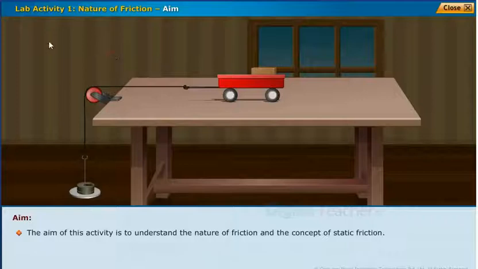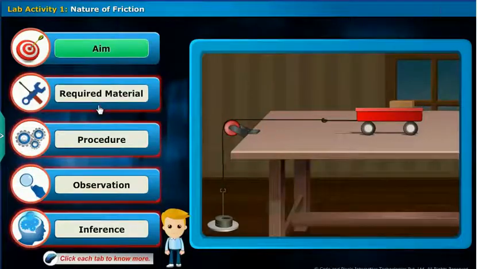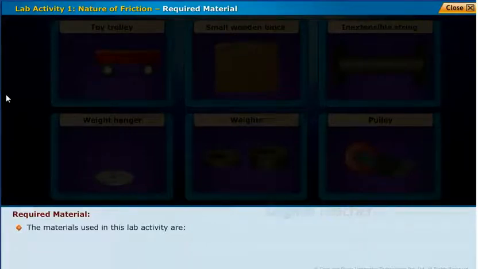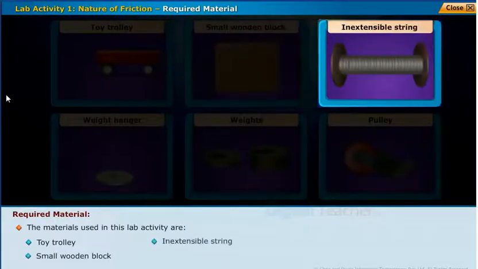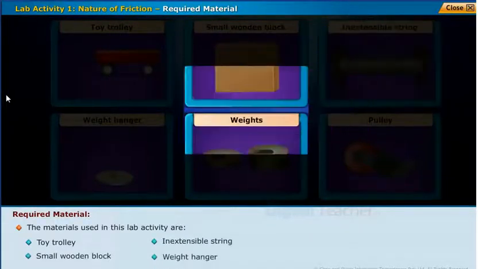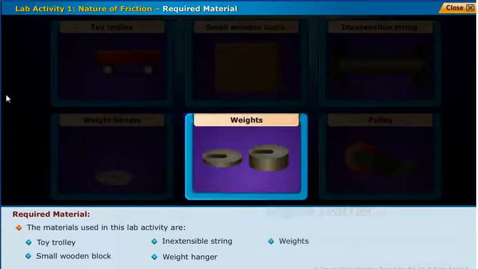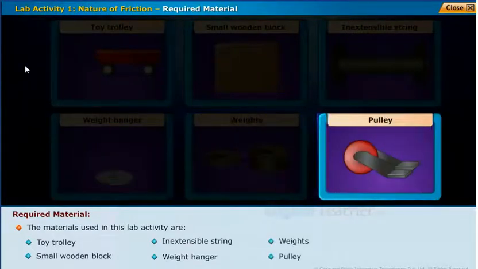The aim of this activity is to understand the nature of friction and the concept of static friction. The materials used in this lab activity are toy trolley, small wooden block, inextensible string, weight hanger, weights, pulley.